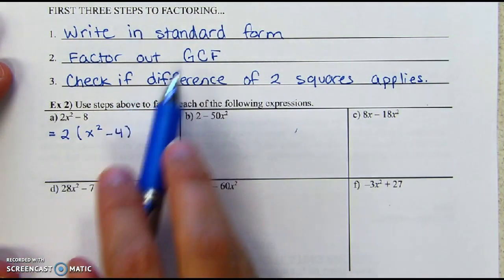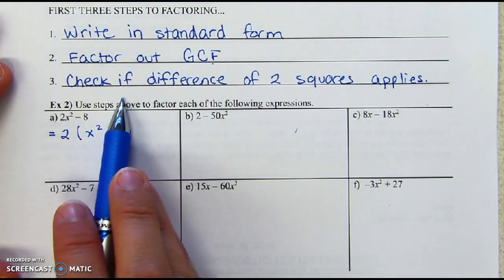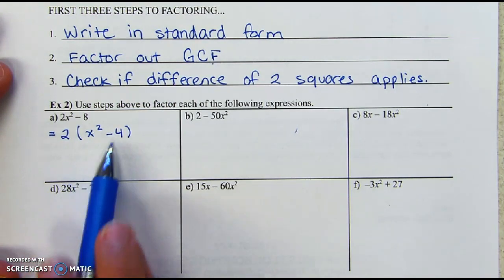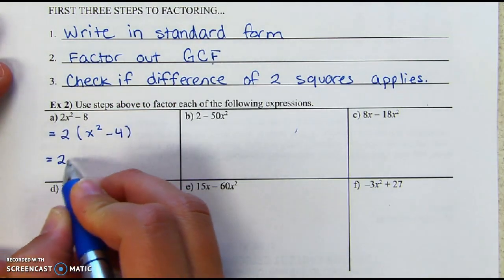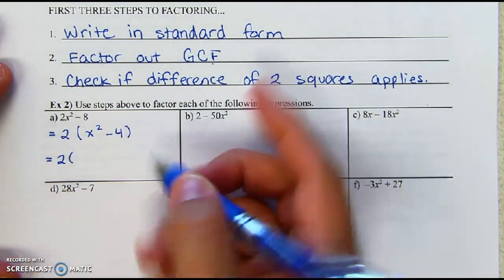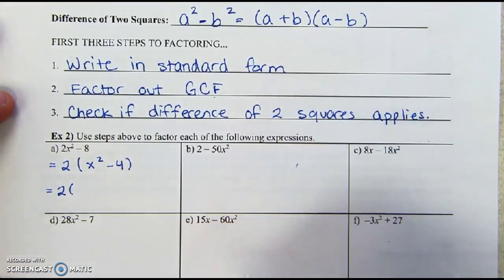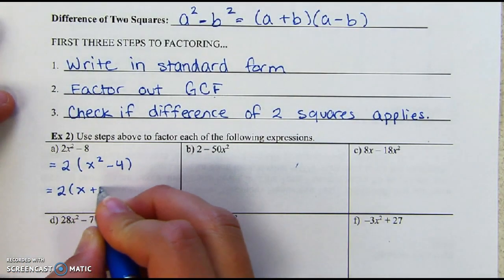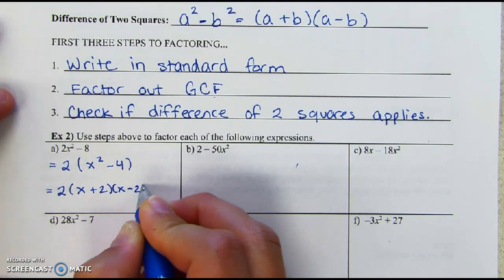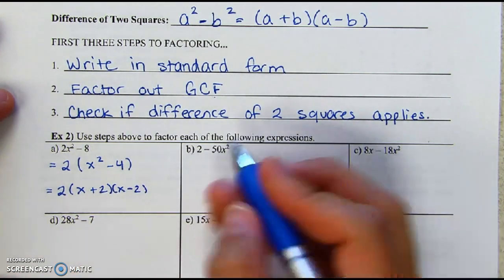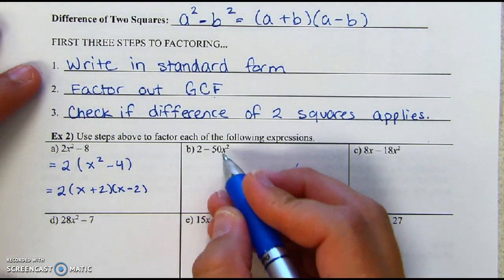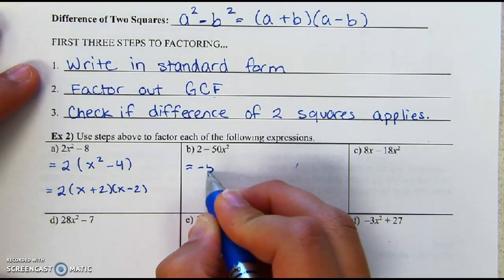Okay, now that I factored out the greatest common factor, look to see check if difference of two squares. Is x squared minus 4 a difference of two squares? It is. So we're going to factor it like the formula says right there. X plus 2, x minus 2. That's it. Is this in standard form? Nope. So we're going to rewrite it in standard form.